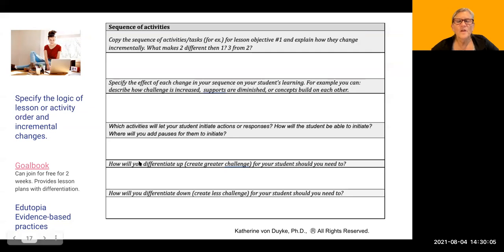And then as you're looking at your list of activities, where do you let the student initiate actions or responses? Where have you let him or her initiate? Where do you add pauses in order for the student to be able to initiate? Where do you ask them questions like, what do you see here? What does this remind you of? So you need to make sure that you remind yourself in your lesson writing to have places for the student to initiate. And then how will you differentiate up?